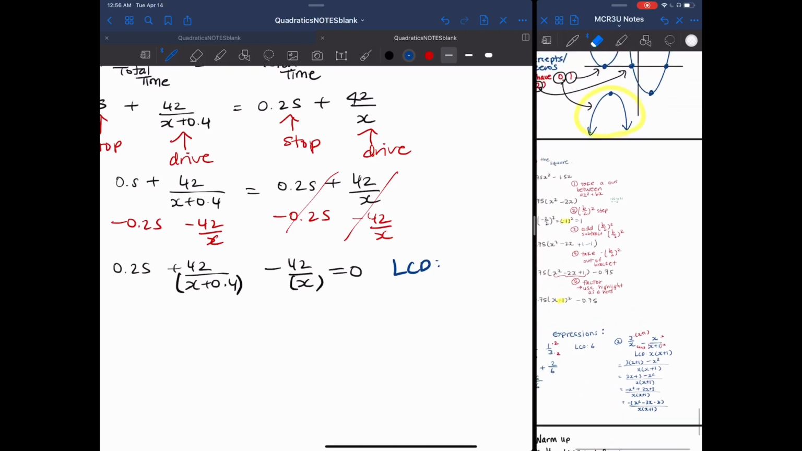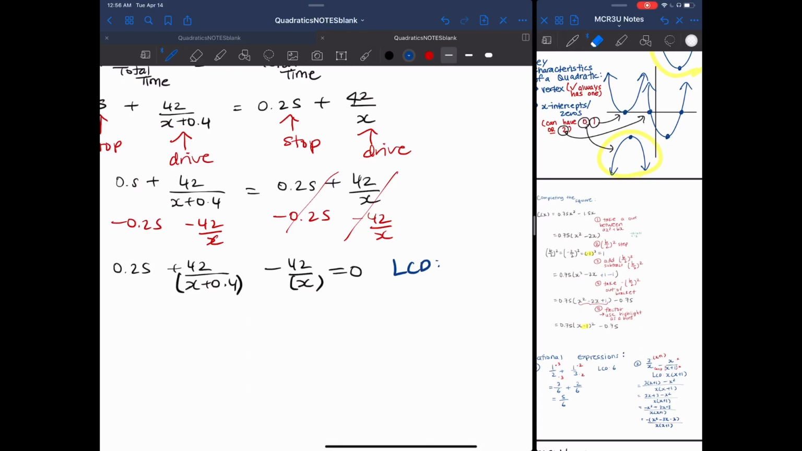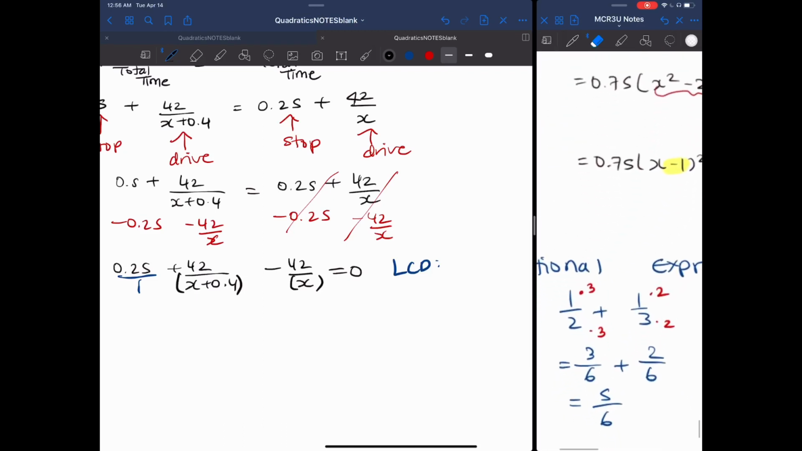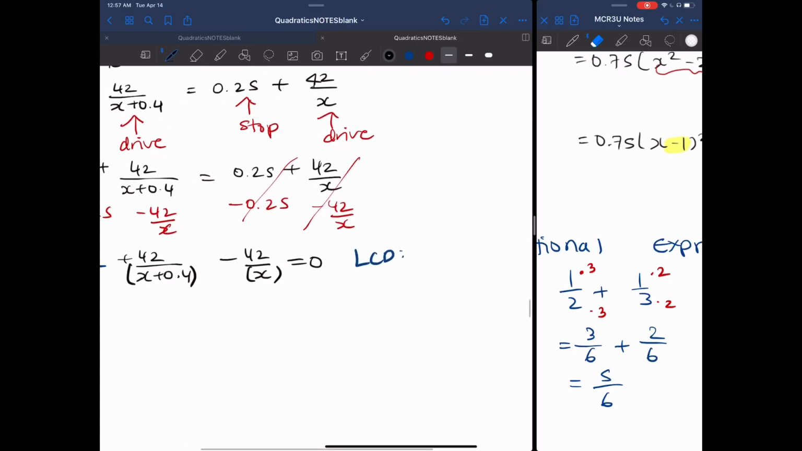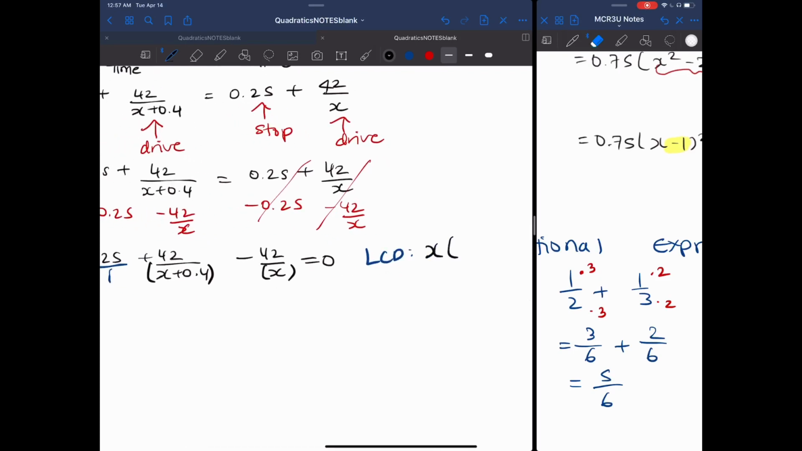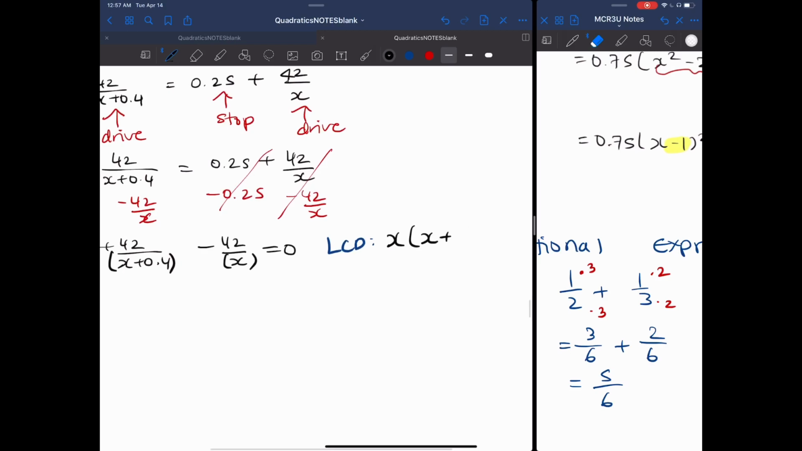Well, in this case, I see two main denominators, x and x plus 0.4. If I multiply those, that is going to be the LCD, just like in the previous example where my LCD was 6. The LCD is the multiple of the two, so I'm going to multiply the two: x times x plus 0.4.